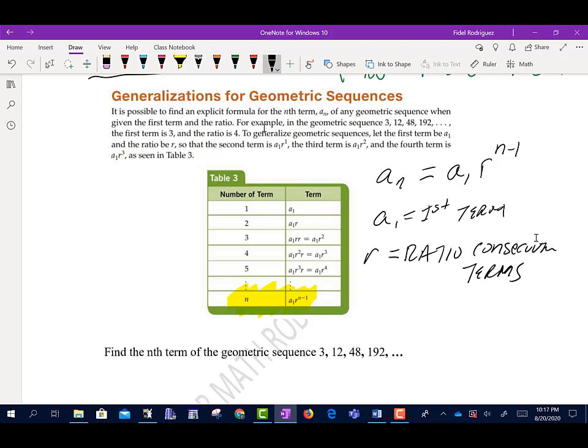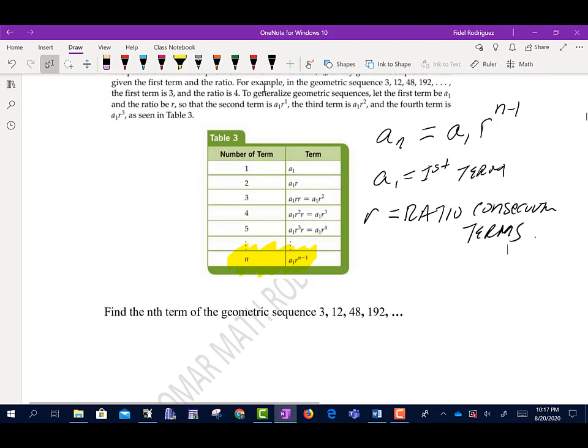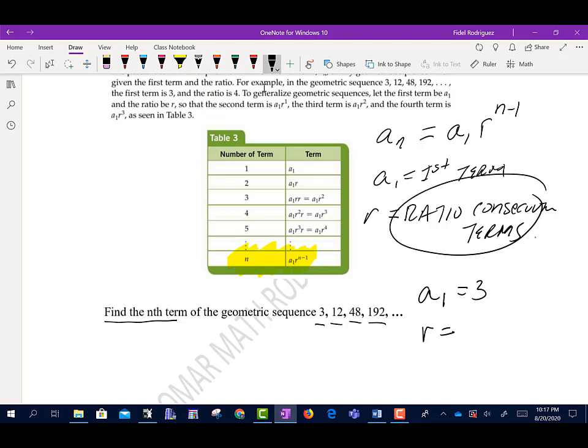Okay, so let's see if we can figure that out for this problem here. I want to show you how I'm going to do this. Again, the directions are pretty straightforward. Find the nth term of the geometric sequence. The first number is 3, 12, 48, 192, so on and so forth. So we know from the get-go that A1 is going to be 3. Now let me show you how we're going to find R. R is the ratio. A ratio means we're going to divide.